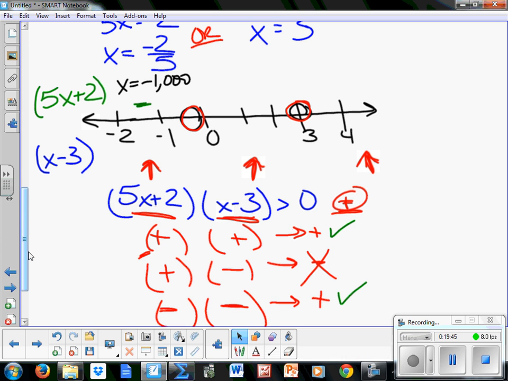Now let's talk about where in the middle of these two values. Now I really like using zeros, and 0 is really close, but it's still in the middle because it's greater than my negative 2/5 and it's less than my x equals 3.